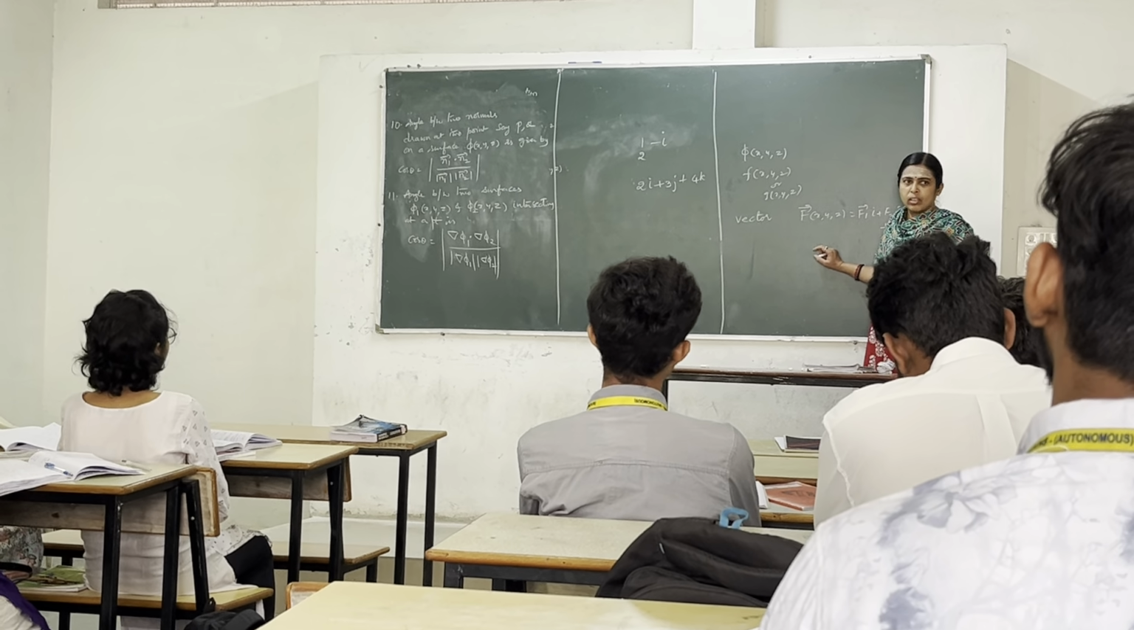Next, the third definition is the vector differential operator. We denote the vector differential operator with del, and it is written as i dou by dou x plus j dou by dou y plus k dou by dou z. This is called the vector differential operator.